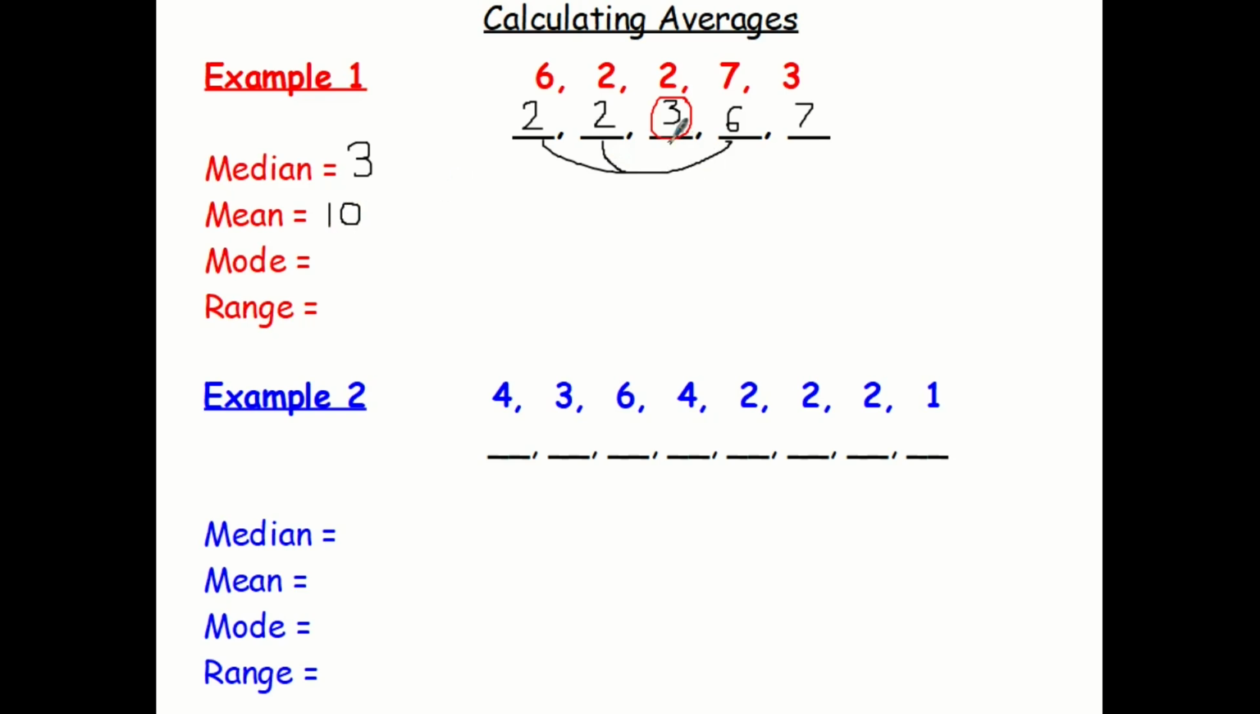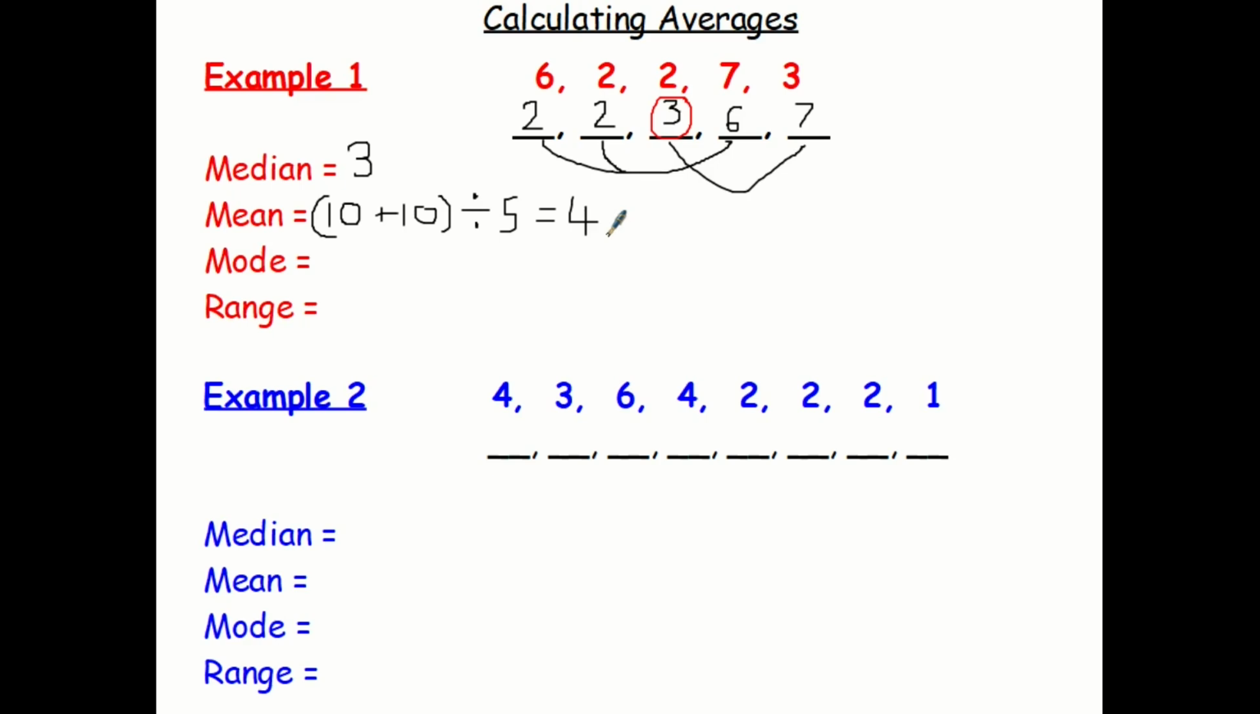And then I've actually got another 10 here, 3 and 7. That makes a 10 as well. So altogether, I've got 20. And then what do I divide by? I divide by 5. Why? Because I've got 5 numbers: 1, 2, 3, 4, 5. Dividing by 5. So what's 20 divided by 5? Well, 20 divided by 5 is 4. So my mean is 4.